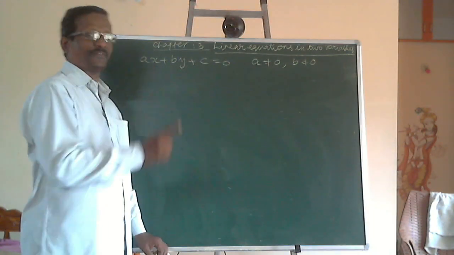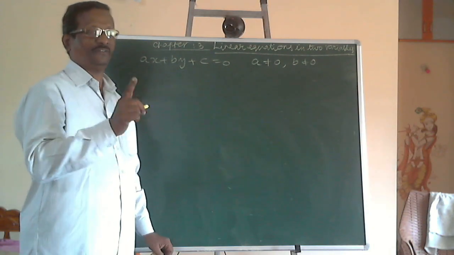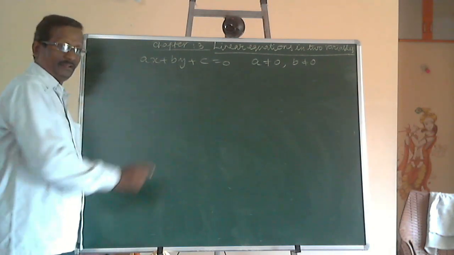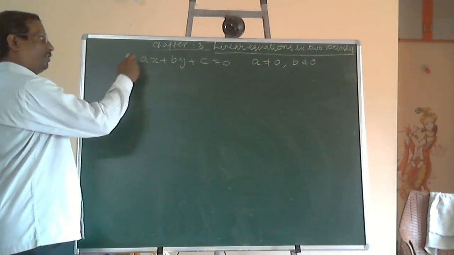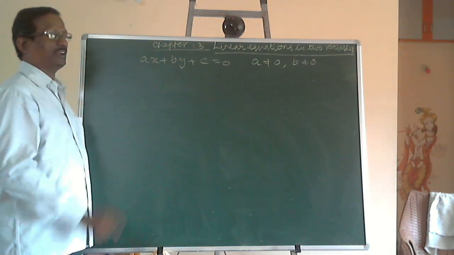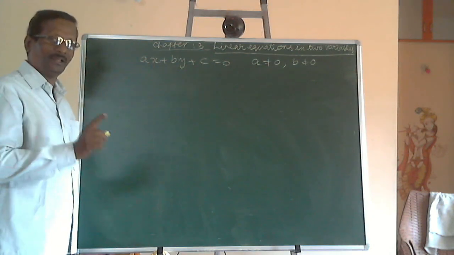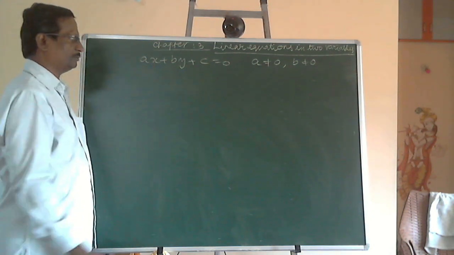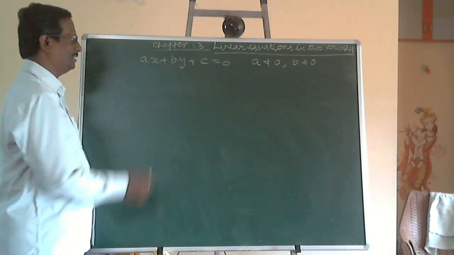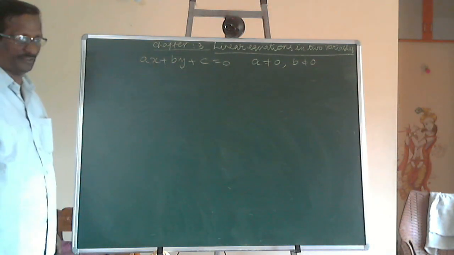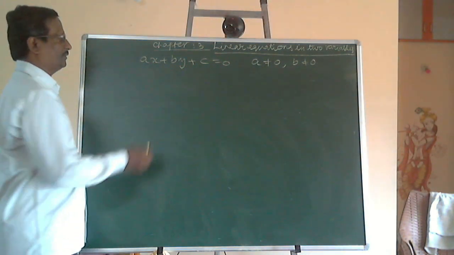It should be a perfectly two-variable equation in first degree, which means the exponent of x should be 1, the exponent of y should be 1, and the coefficient of x, a, should not be equal to 0, the coefficient of y, b, also should not be equal to 0. c may be equal to 0, there is no condition for c. This is the standard form of the linear equation in two variables.